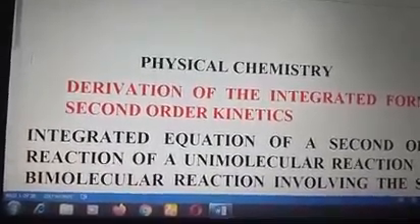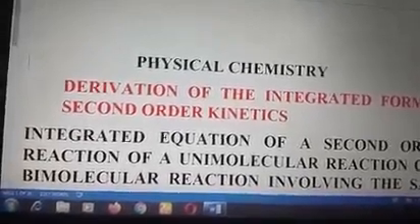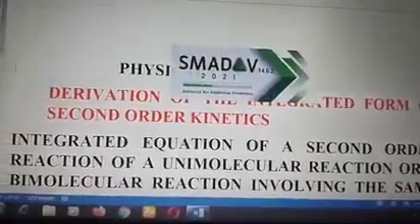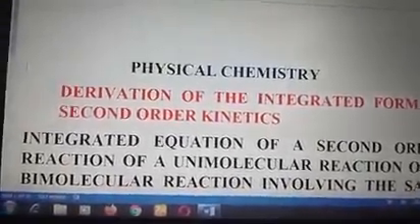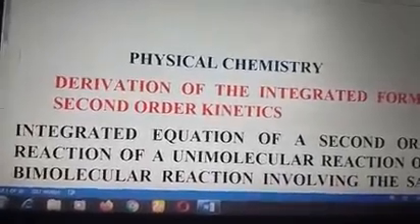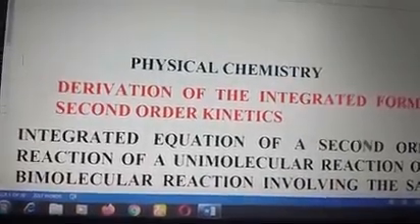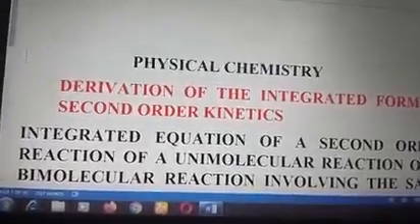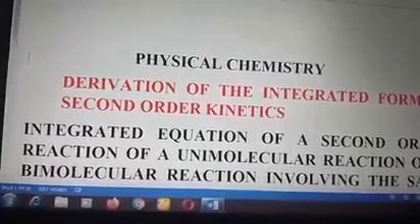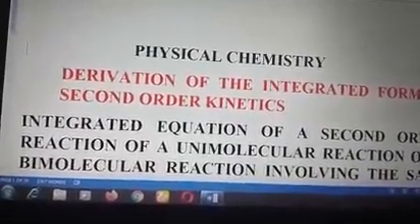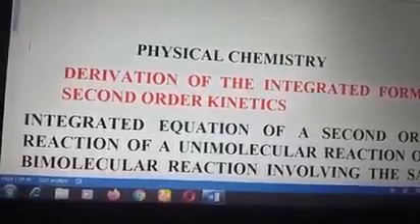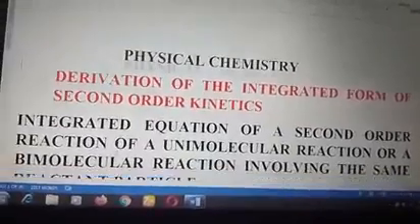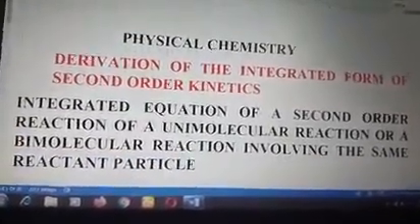And today we are taking a look at a topic in physical chemistry: derivation of the integrated form of second order kinetics, or second order reaction. This video is meant for students in tertiary institutions, mainly those in first and second year, and also those doing remedial courses in postgraduate studies or a master's degree in chemistry, chemical engineering, or related chemical courses.